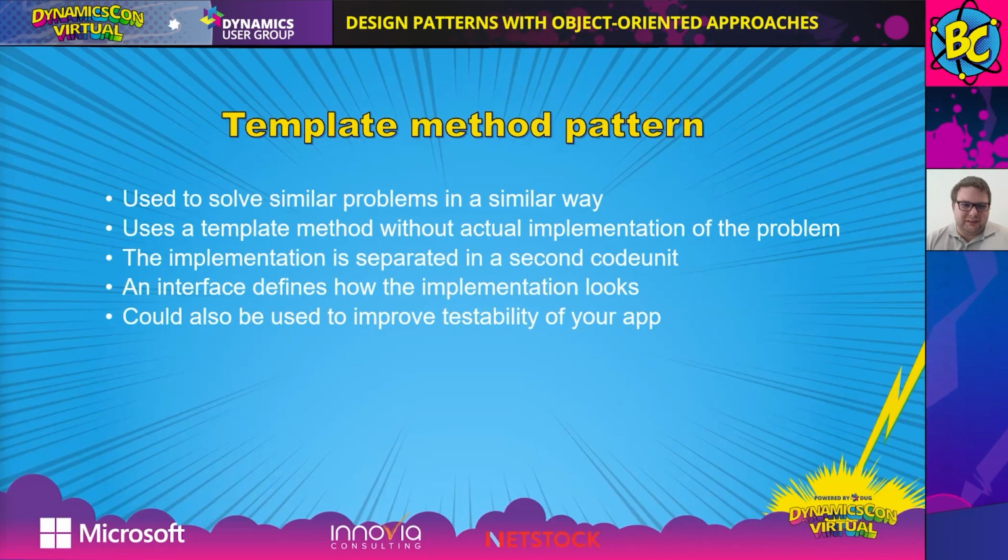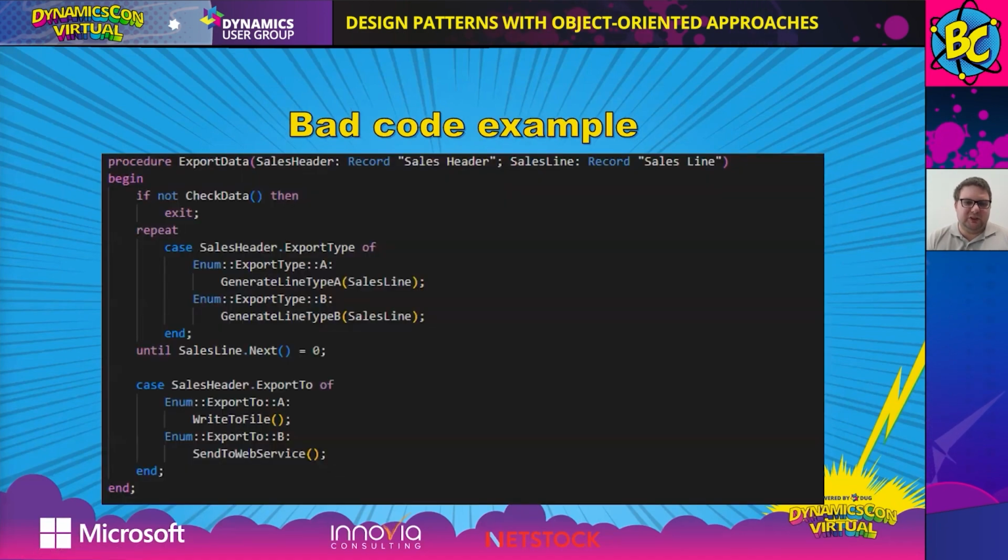The template method pattern is a pattern to solve similar problems in a similar way using interfaces, and the template only calls functions or procedures from the interface and not directly the function. So the implementation is completely separated from the template, and it could also be used to improve the testability of your app. I will show this in my example later. First, I'll show you how a bad code for this problem looks.